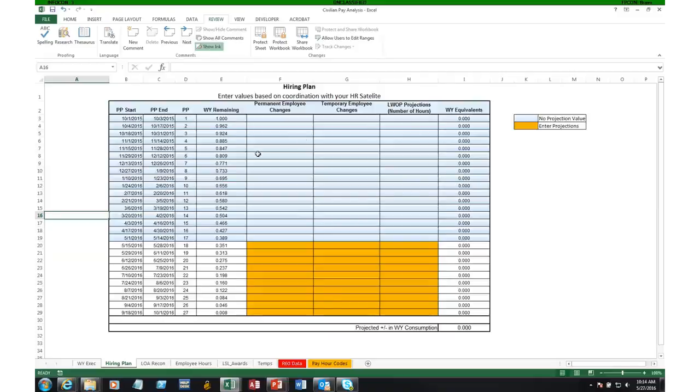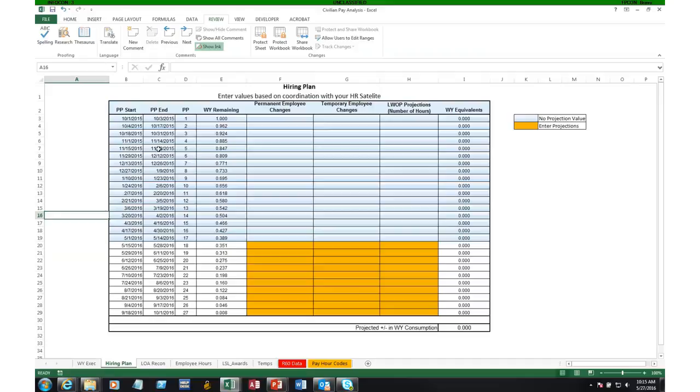So in this video we're going to pick up with the hiring plan tab. Now this is something that, depending on your unit, you may use a lot. You may want to use it more than what's here, or you may not use it at all. What this is going to help us do is add to our projected work year execution numbers based upon what we know, or what we think we know, our best educated guess.